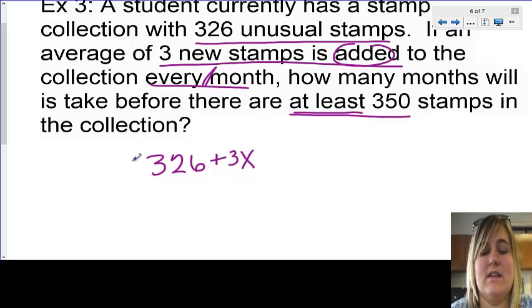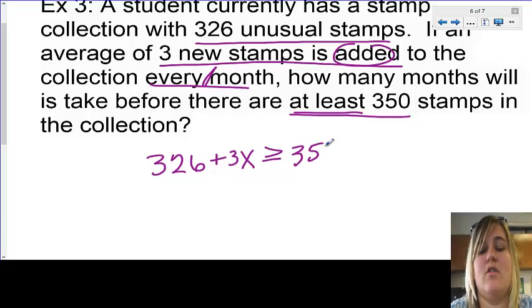If it is at least, this quantity is at least, okay? At least means that it could be more, but it cannot be less. So that means it has to be greater than, and at least, that means it could also be just 350. So I'm going to have to put the greater than or equal to 350.